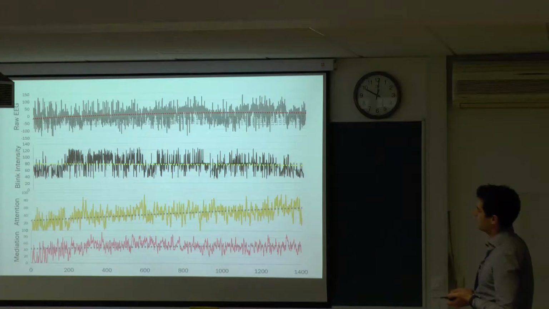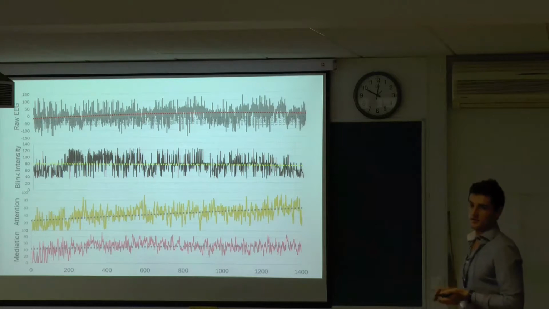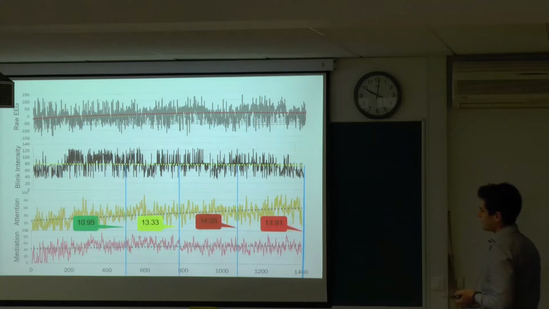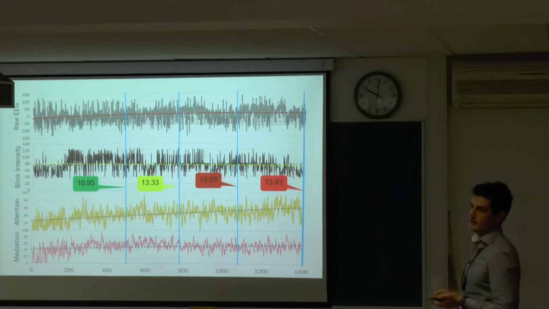So we have the blink intensity. This is the attention. For example, for this particular subject, we can see that there is a slight increase in the attention of the subject, and here this is the data for the meditation. Or if we plot the average level of stress which was extracted from the questionnaires, it would look like this.